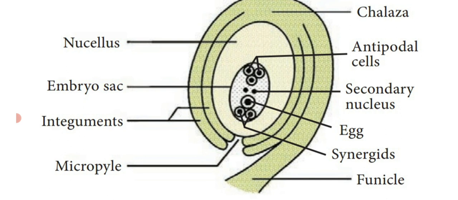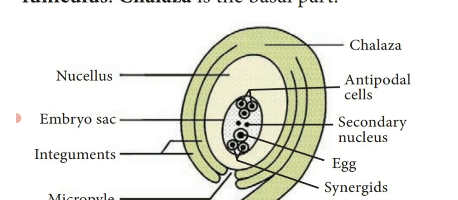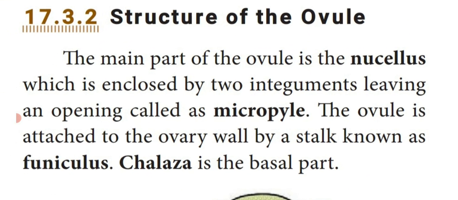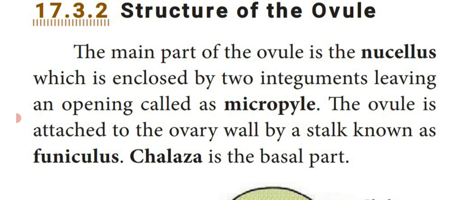So what is the function of the nucellus? It gives food material to the growing egg. So this is the important region of the ovule. Then this nucellus is enclosed by a protective covering known as the integument.